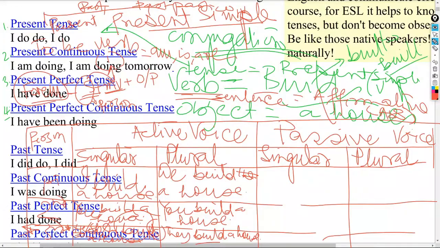So now my dear children, we'll be transforming it into the passive form. And in the case of almost all, suppose we are talking about the present continuous form, then also what you will be doing is transforming into the passive form.